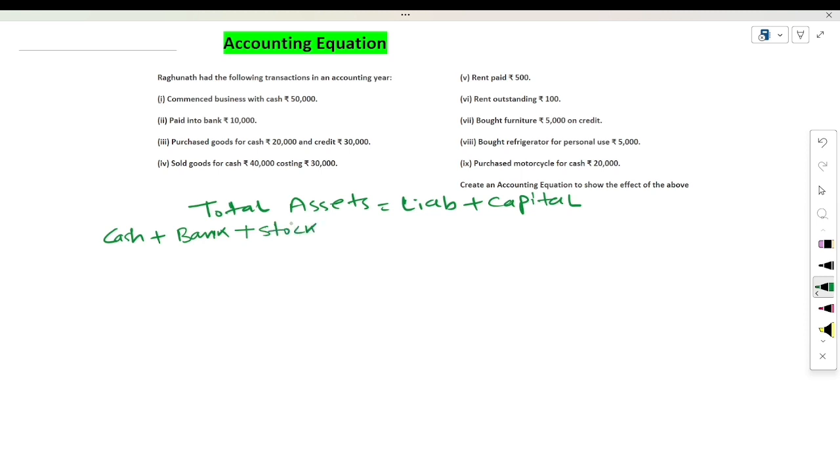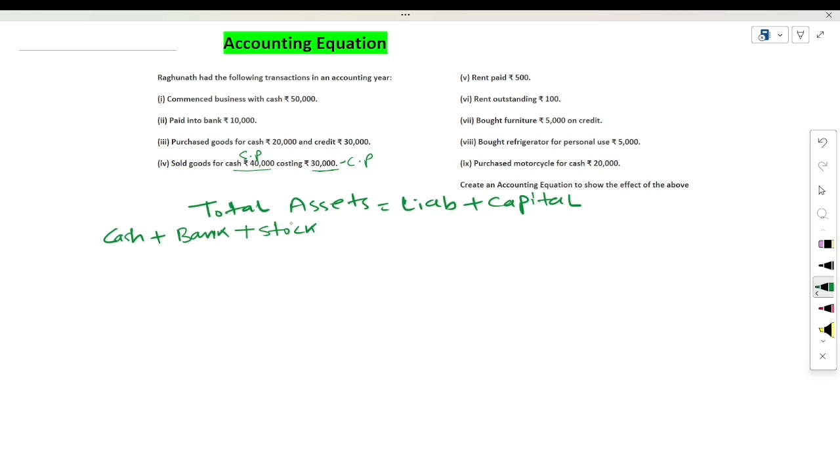From credit he is also purchasing the goods. So here one liability is also created, creditors. We will write here on the liability side. And the fourth transaction is sold goods for cash rupees 40,000, cost rupees 30,000. This is the cost price and this is the selling price. From this we can find how much profit or loss.